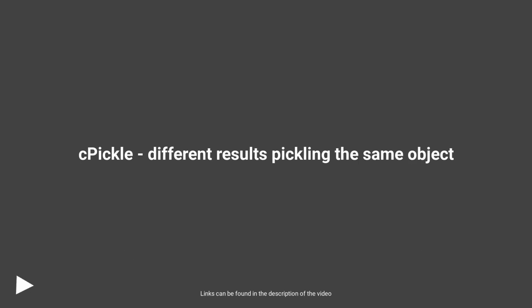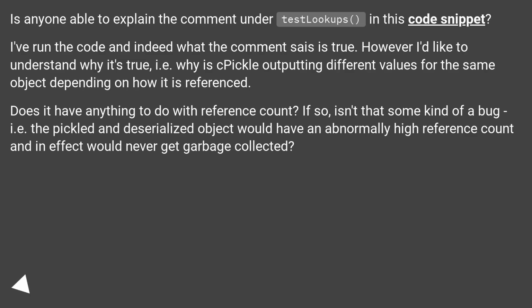Pickle different results pickling the same object. Is anyone able to explain the comment under test lookups in this code snippet?